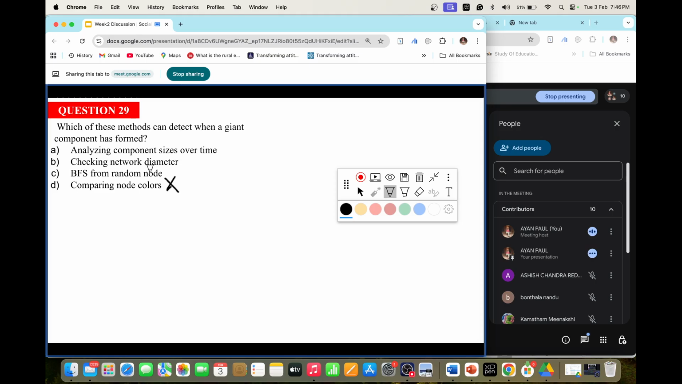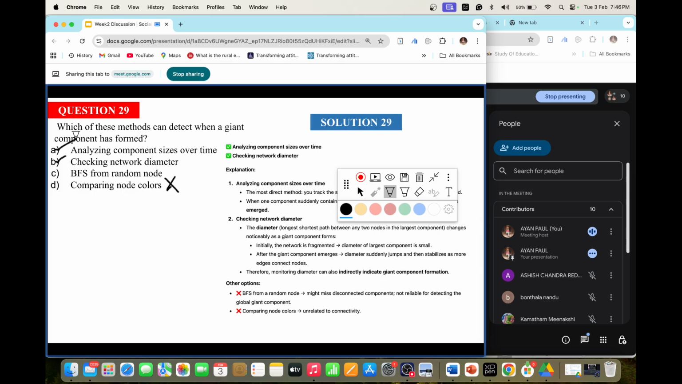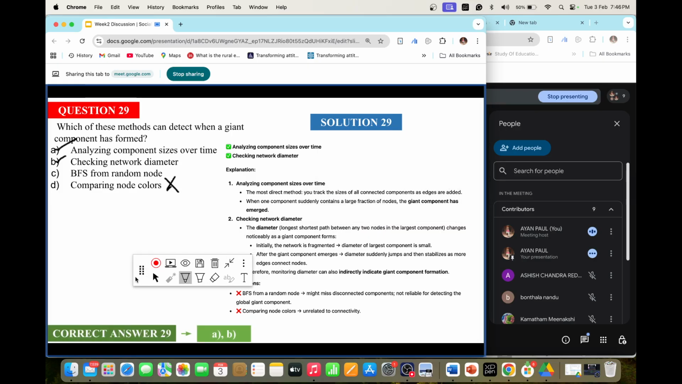Which of these methods can detect when a giant component has emerged? BFS can be, but I cannot say. Checking the network diameter, definitely according to me, and analyzing component sizes over time. Component sizes mean cluster sizes over time, so if the cluster size deepens, that is also true. So option A as well as option B.